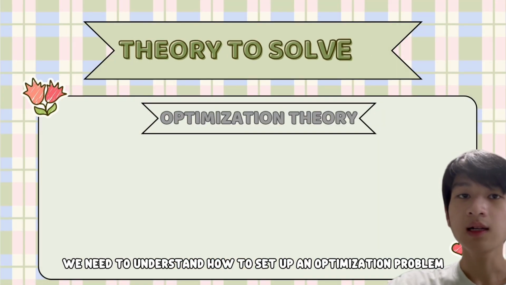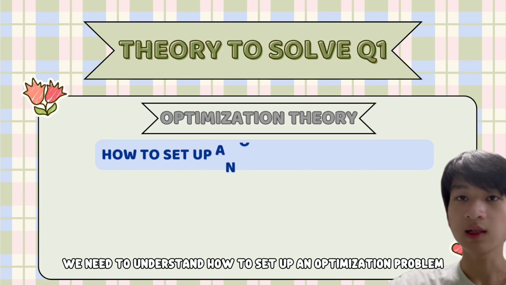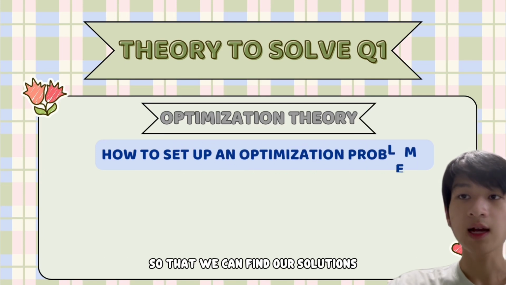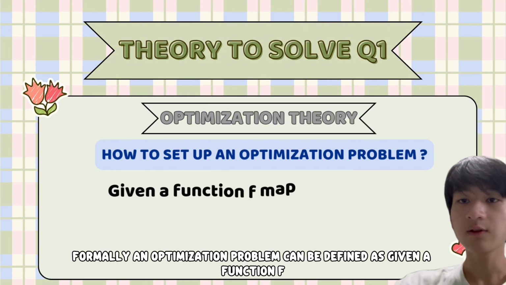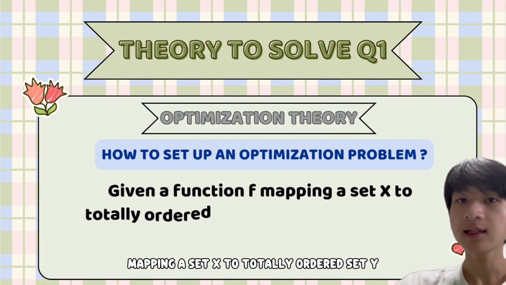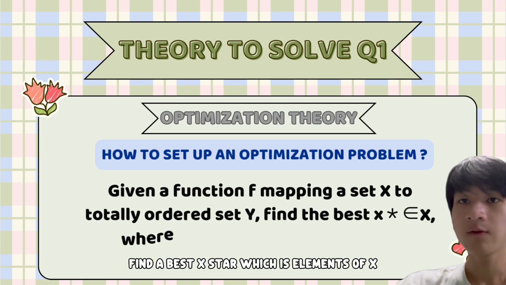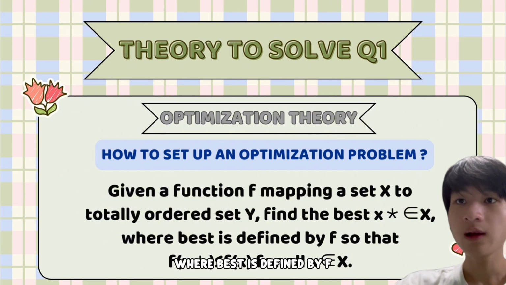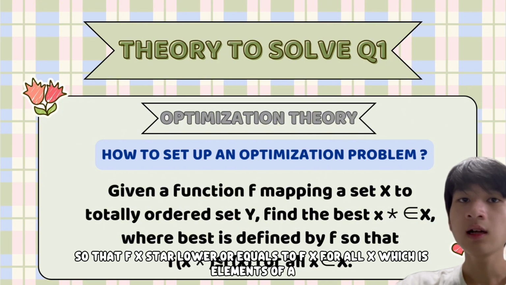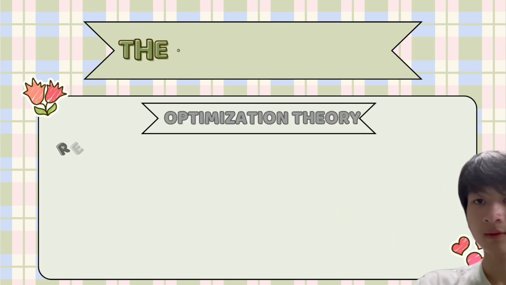Therefore, we need to understand how to set up an optimization problem so that we can find our solutions. Formally, an optimization problem can be defined as: given a function f mapping a set S to a totally ordered set Y, find the best x star, which is an element of X, where best is defined by f, so that f(x star) is lower than or equal to f(x) for all x which are elements of X.